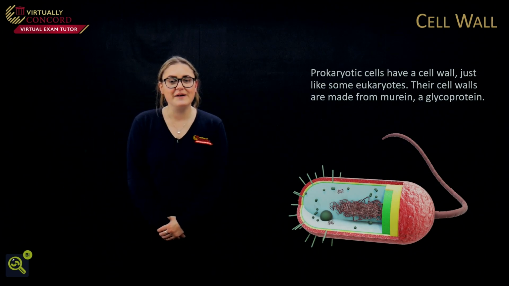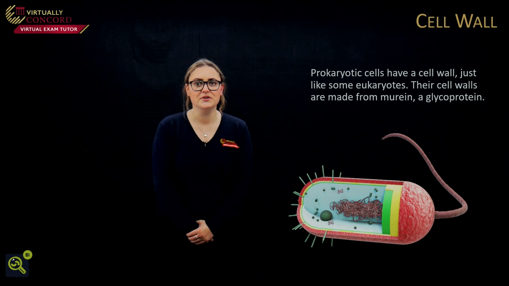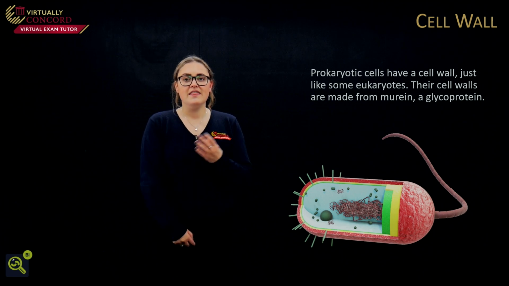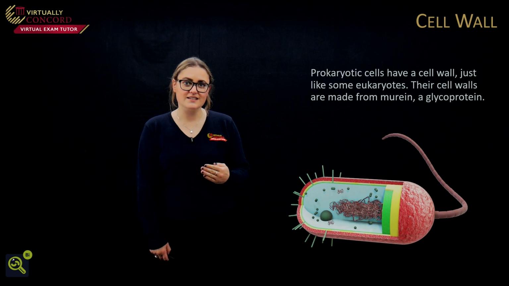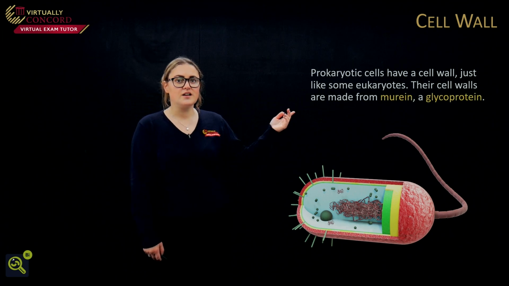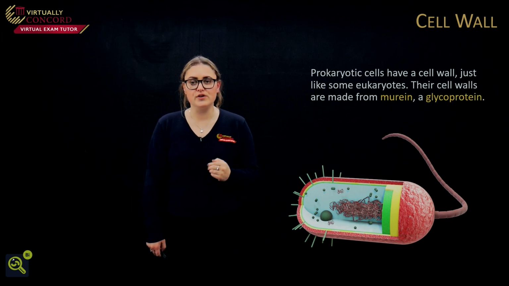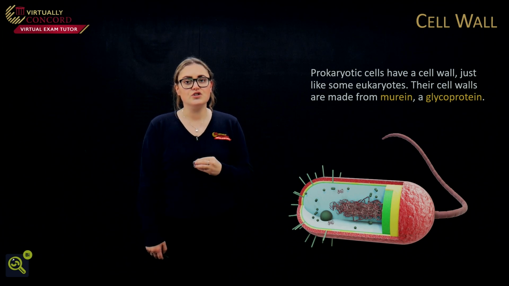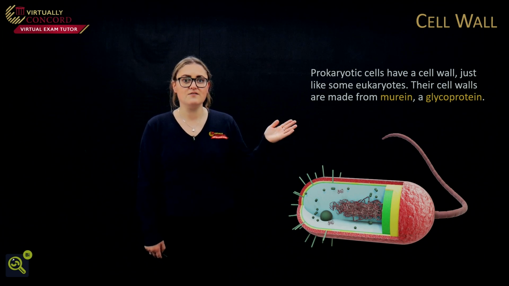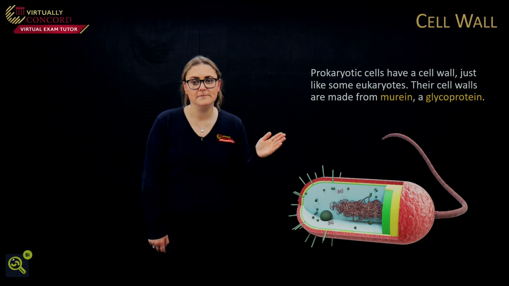Prokaryotic cells also have a cell wall, just like some eukaryotes, but it's important to mention that our plant cells have a cellulose cell wall and our fungi have a chitin cell wall, but prokaryotic cell walls are made of murein, which is a glycoprotein, so it's different. So when you're thinking about exam questions, it's important not to simply write cell wall, but to be specific and mention that it's made from murein.